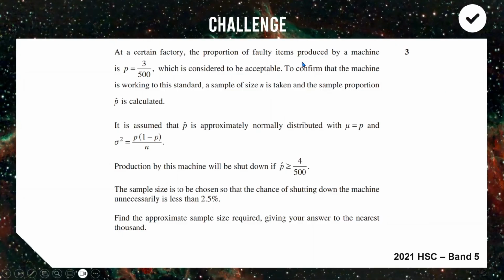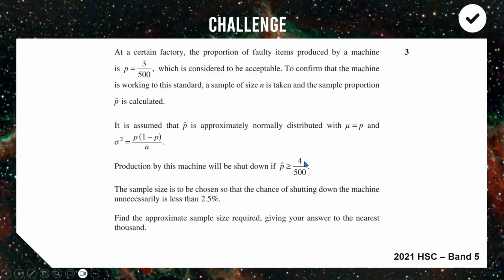In a certain factory, the proportion of faulty items is 3 out of 500. That straight away gives you a value of p. To confirm the machine is working to this standard, a sample size of n is taken and the p hat is calculated. So we see p hat and we think formulas. This is a nicer question because they gave you the formulas. You don't have to memorize them, but that's usually the easy part. So there's your formulas.